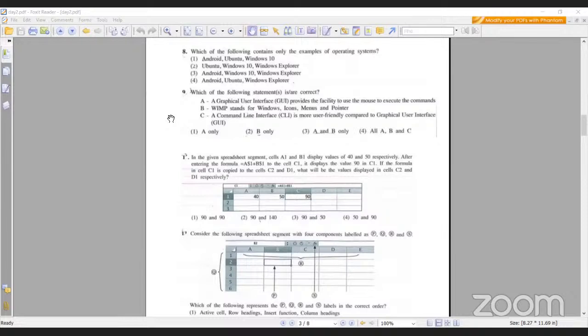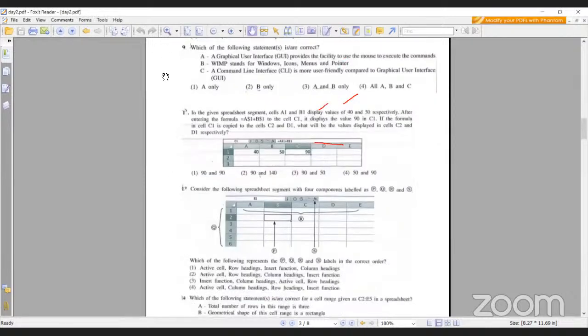Next one. Which of the following statements are correct? Graphical user interface facilitates use of a mouse to execute commands. That's correct. WIMP stands for Windows, Icons, Menu and Pointer. That is also correct. I told you to highlight that. A command line interface is more user friendly, where you have to memorize all the commands. So that's wrong. So A and B only.